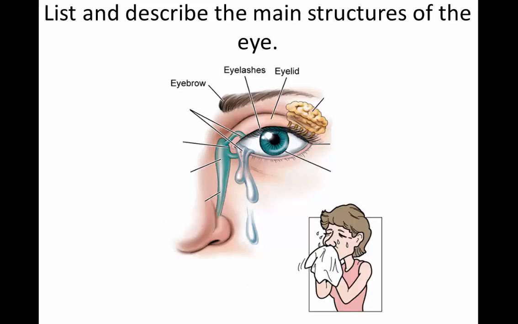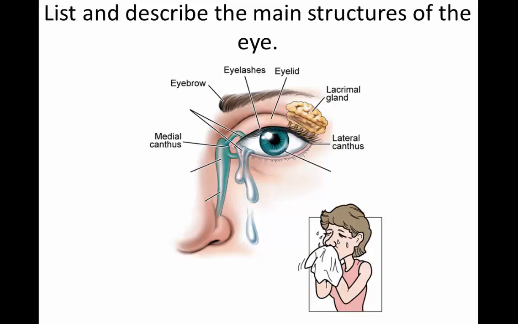If we look at the eye, there's 2 points on either side of the eye, the left and right side. And so we have the medial canthus. The medial canthus is this point on the medial side of our eye. And the lateral canthus is the point on the lateral side of our eye.